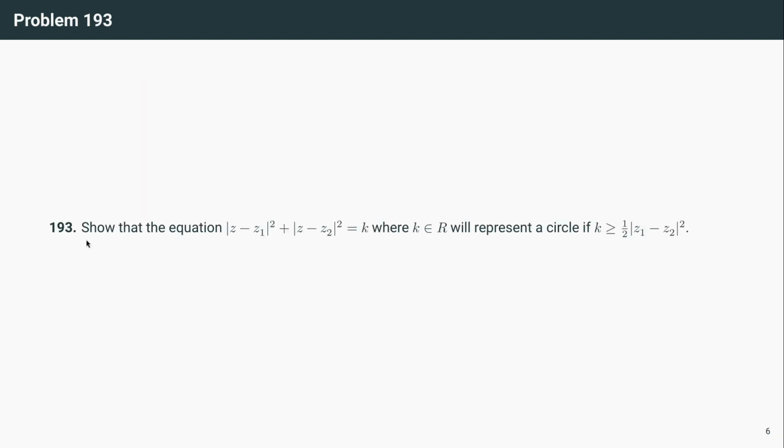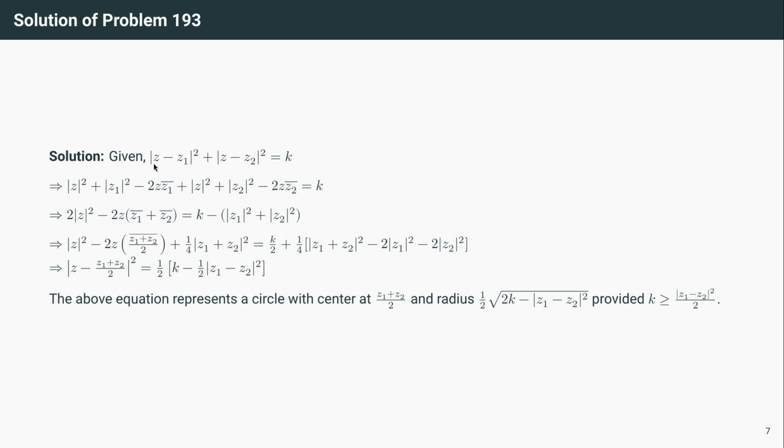Problem 193 says that show that the equation |z - z1|² + |z - z2|² = k, where k belongs to real numbers, will represent a circle if k is greater than or equal to half |z1 - z2|².